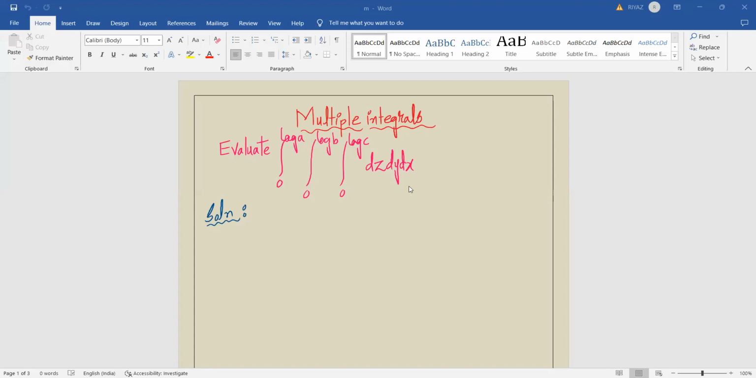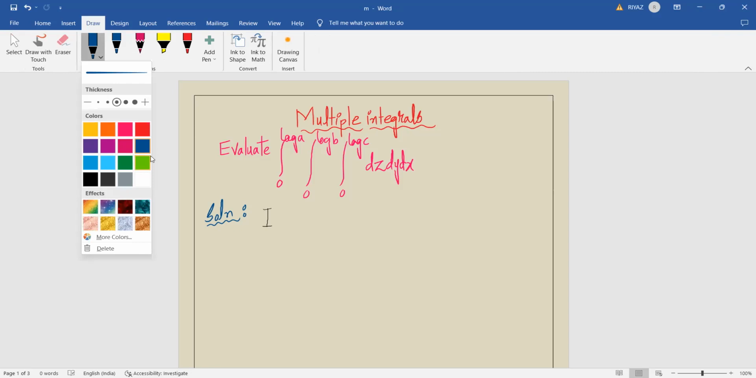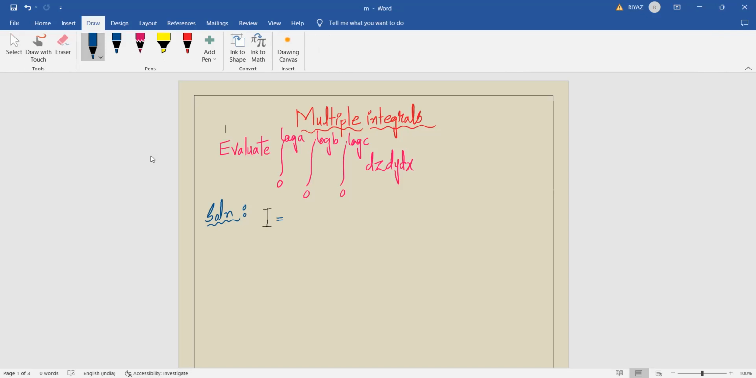Now one question I wrote: evaluate the integral 0 to a, 0 to b, 0 to c, dz, dy, dx. Now the question arises, which one do we have to integrate first? So my answer is, all the limits are the same, right? So the choice is yours. You can integrate with respect to x first, y first, or z first. You will get the same answer.